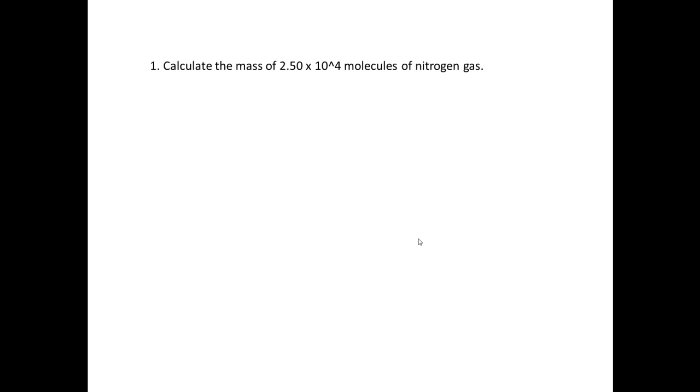The first question here, we are going to calculate the mass of 2.50 times 10 to the fourth molecules of nitrogen gas. So the first thing I think that you want to do is write down what's given, 2.50 times 10 to the fourth. And here's the tricky part, I think. It says molecules of nitrogen gas. So remember, molecules, nitrogen occurs as N2, and so it's not just one nitrogen, it's two. And the reason why we know that is because it says molecules here.